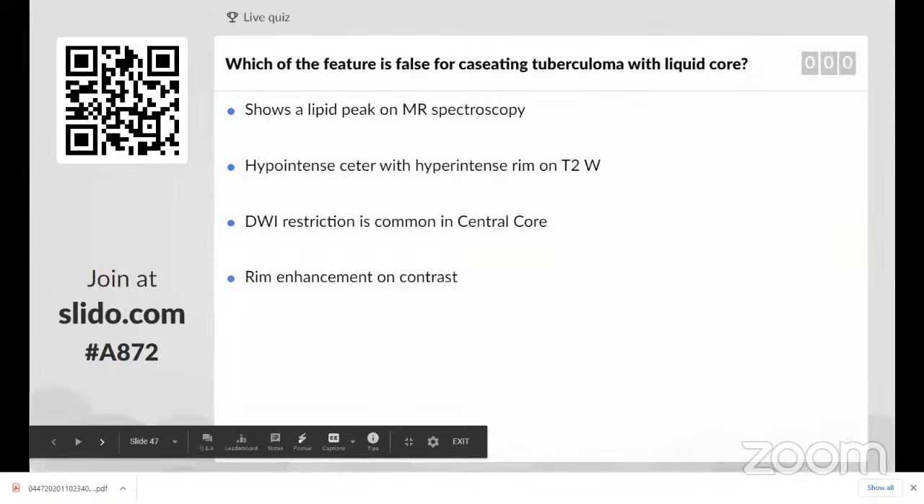Next question. Which feature is false for caseating tuberculomas with liquid core? So we are talking about caseating tuberculomas with liquid core. It shows lipid peak on MR spectroscopy. It has hypointense center with hyperintense rim on T2-weighted MRI. There is a diffusion restriction in the central core, and there is a rim enhancement on contrast, which is not correct. Please vote. Little difficult question again, but those who know would answer the question properly.